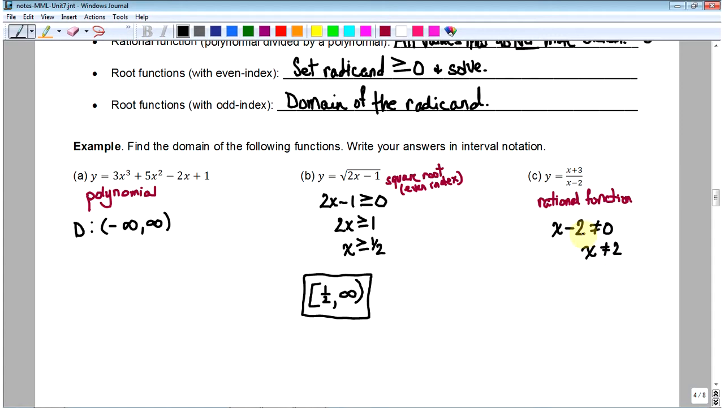So if we can have anything except for 2, the way we would write that interval would be from negative infinity until we get to 2. Since we want to leave 2 out, we make a parenthesis with it, union, and then anything bigger than 2. So again, a parenthesis, 2, comma, infinity.